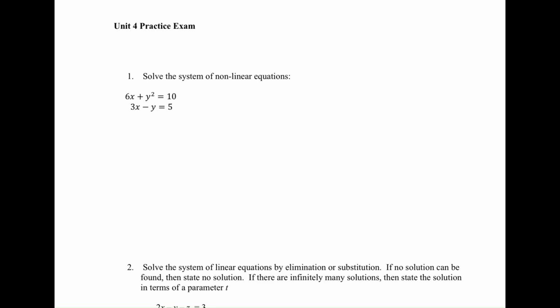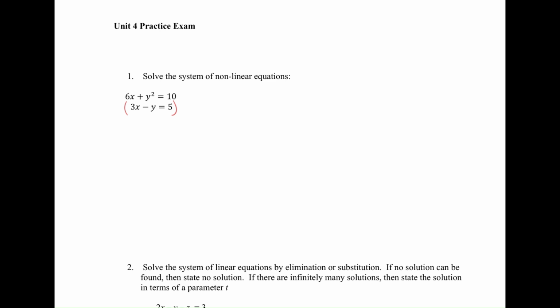This is a Unit 4 practice exam for Math 1050. So we have a system of equations here. One's linear. This one is not linear. So we're going to solve this one using elimination. You can see we have like terms on x variables. We do not have like terms here on y, but we do have like terms with x.